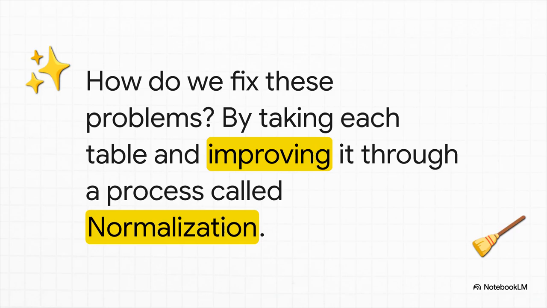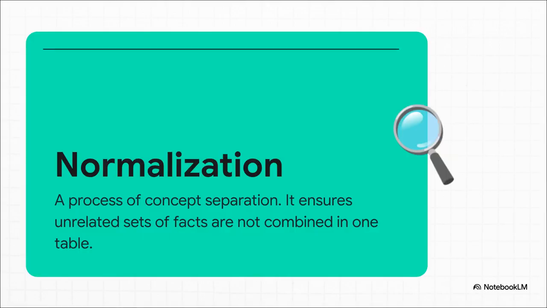So our table is a mess. It's redundant, it's inconsistent, and it's super fragile. So how do we fix it? How do we exorcise these data gremlins? The solution is to perform a kind of grand tidy-up. The formal name for this tidying process is normalization. Now, the technical definition sounds a bit academic, a process of concept separation. But what that really means is super simple. Don't store unrelated facts in the same place.